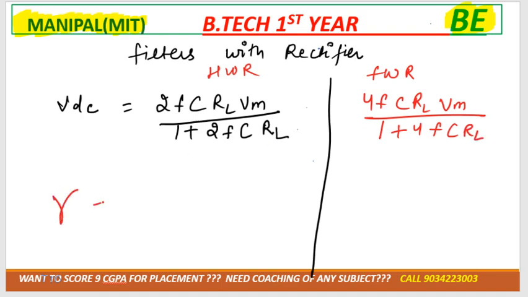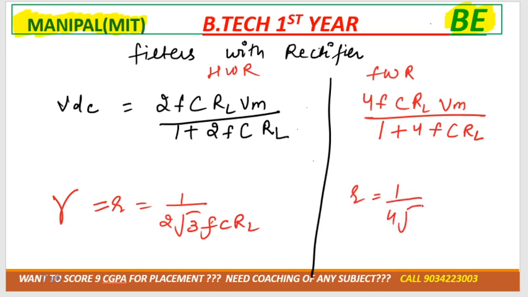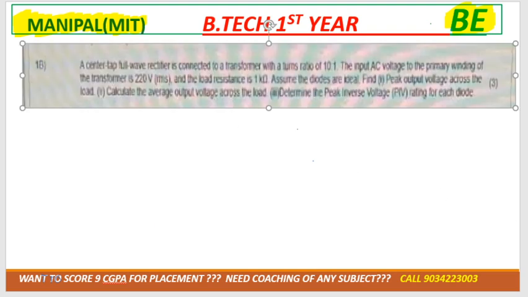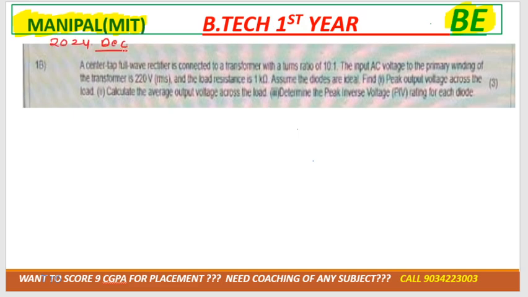And if they ask you the gamma, यही दो पूछते हैं. Gamma means the ripple factor. That would be the formula 1 by 2 root 3 FCRL. And for this one, 1 by 4 root 3 FCRL. Okay. So this is the question from your recent paper 2024 December वाले पेपर में से है ये.